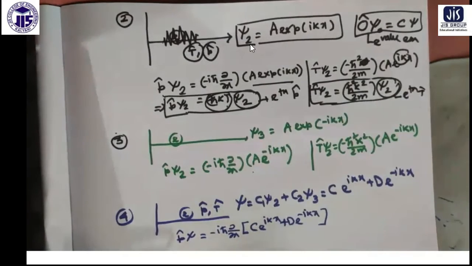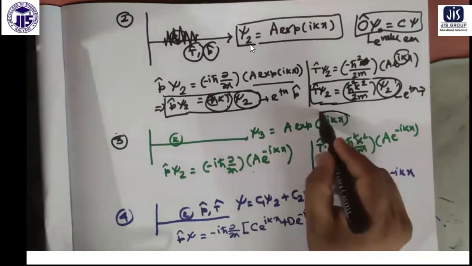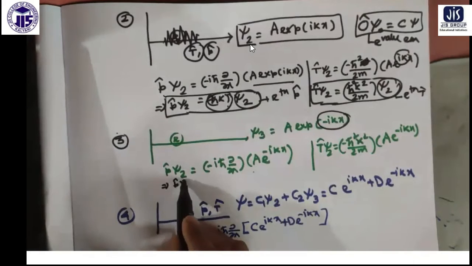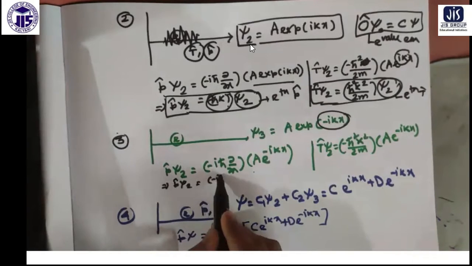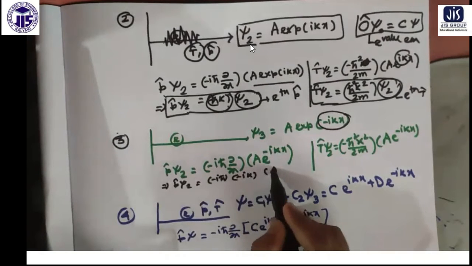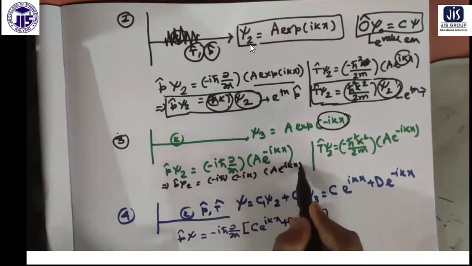and of T cap also. In the next case, that was your home task I asked you to do. So if you do it, it is p psi 2 equal to minus h cut. If you take the derivative, it is minus ik and the e to the power function back.